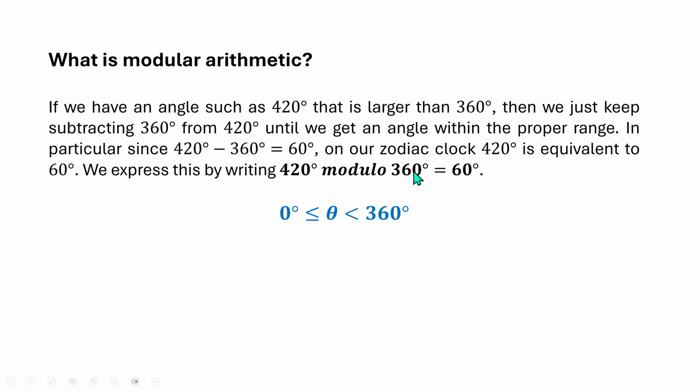This modulo 360 degree part tells us we're dealing with a 360 degree clock. So once we do a complete rotation of 360 degrees, we start over. And when we start over, we have just 60 degrees unaccounted for. So 420 modulo 360 is equal to 60.